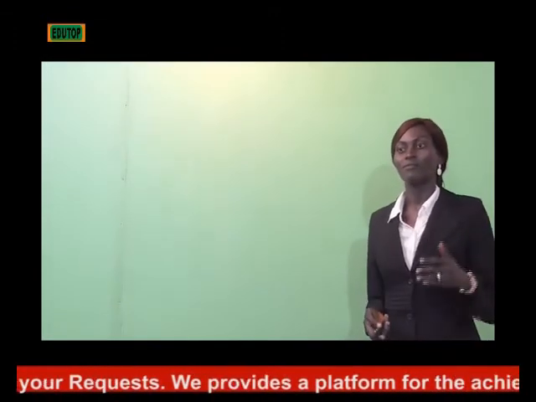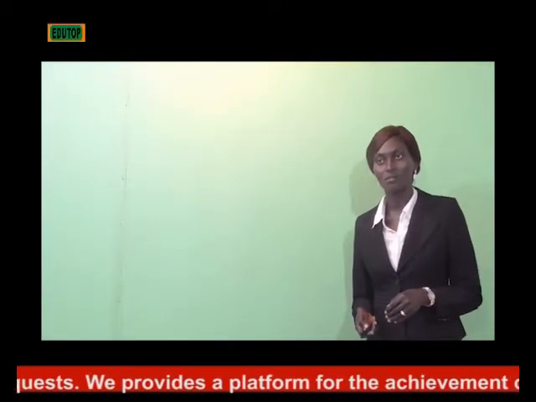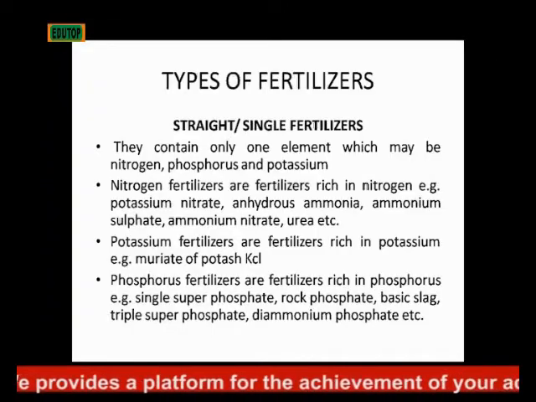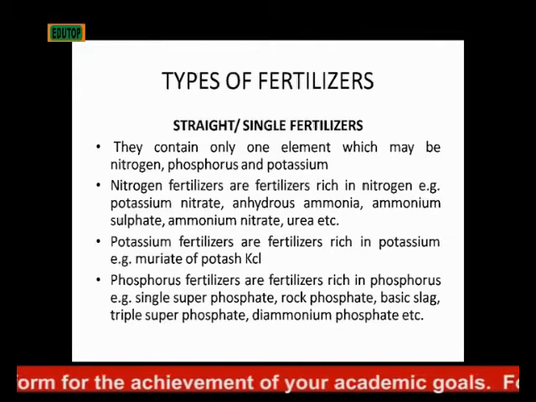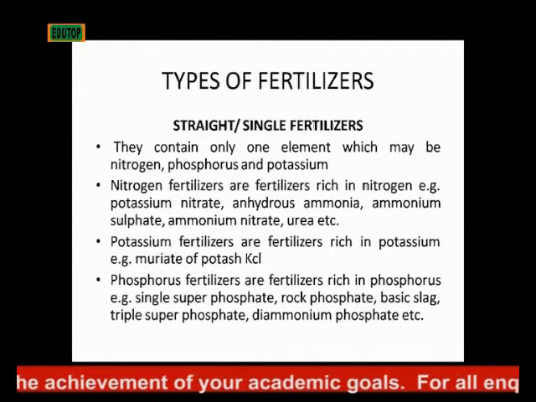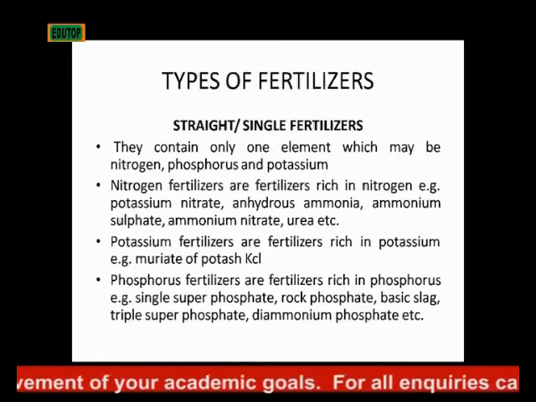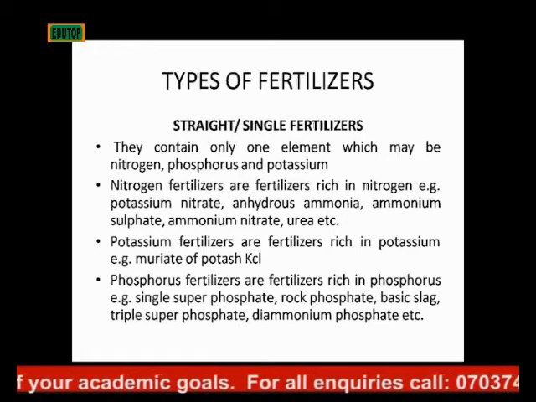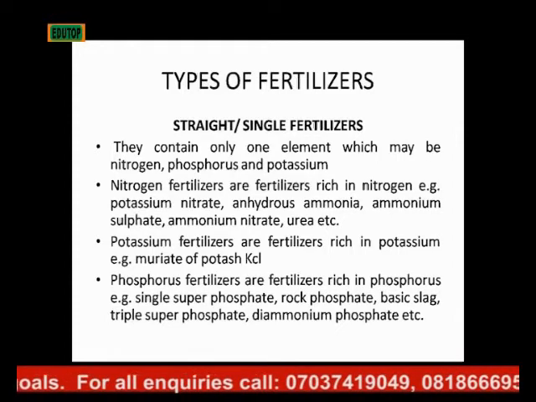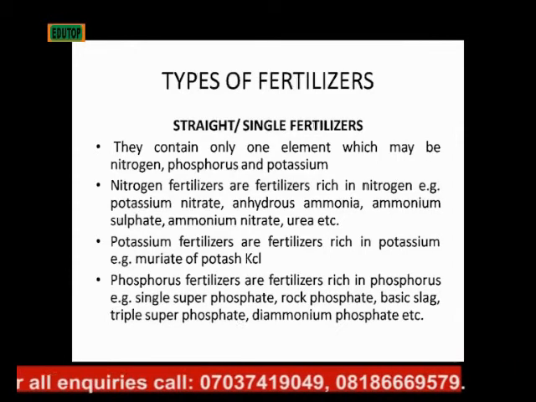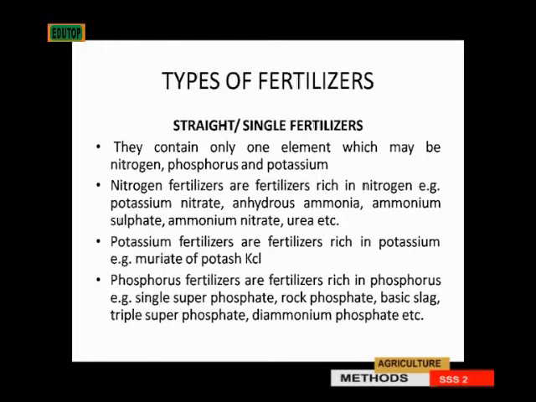Then we're talking about the types of fertilizer. Two types of fertilizer. We have the straight or single fertilizers. Then we have what we call the complete, mixed, or compound fertilizer. You can call it any of the three names. Now, the straight or single fertilizers, they contain just one element, which may be nitrogen, phosphorus, or potassium. It could be any of the three.